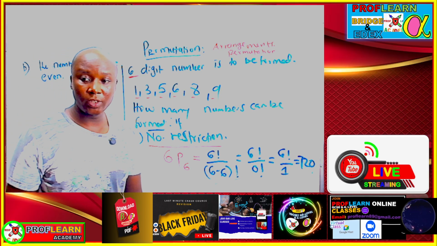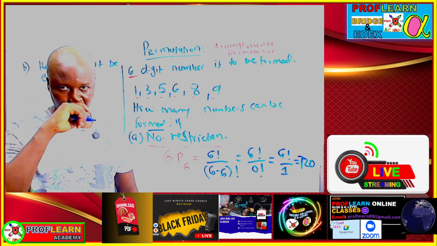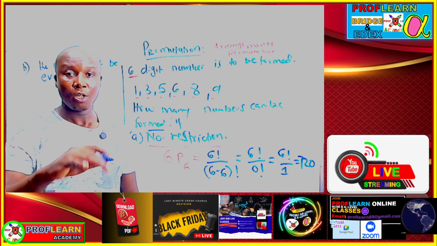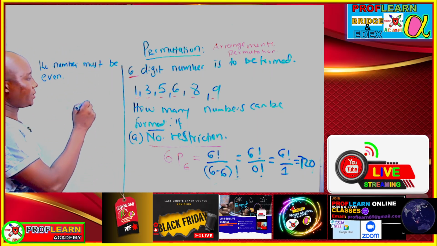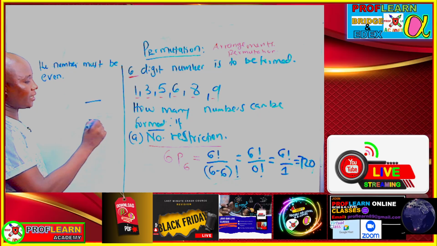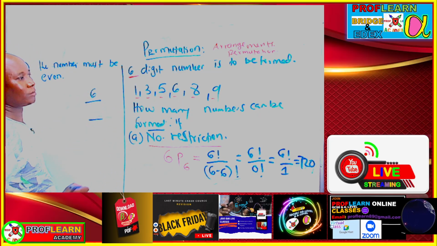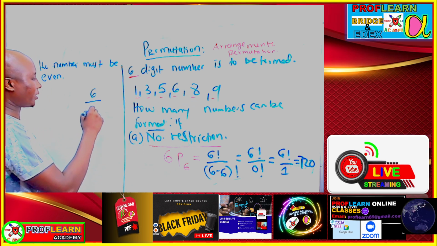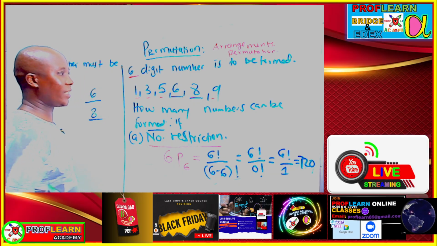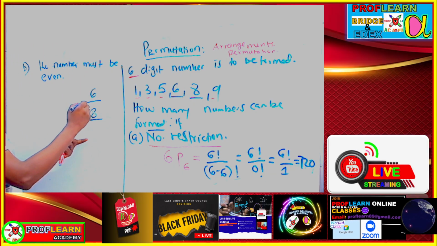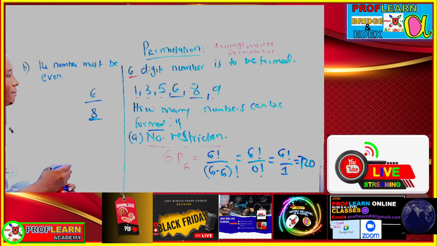Something that you need to ask yourself: what is the condition for a number to be even? Just write in the comment section. What is the condition for the number to be even? The number is even if it ends with 6 or if it ends with 8, because we have 2 even numbers. So the last digit must be 6, or that last digit must be 8.